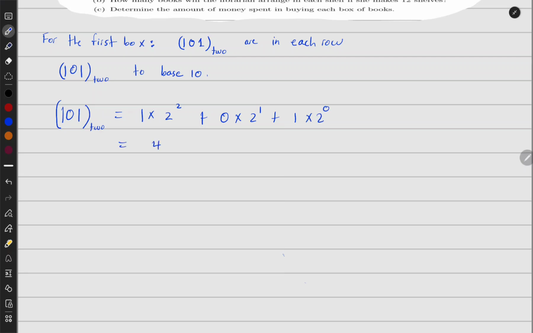So therefore this is going to be 1 times 4 plus 0 times 2, because 2 to power 1 is 2, plus 1 times 2 to power 0, which is 1. So therefore this is 4 plus 0 plus 1. This gives us 5 books in each row with respect to box 1.